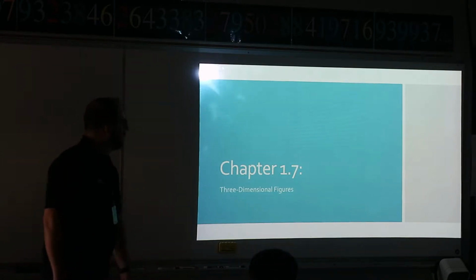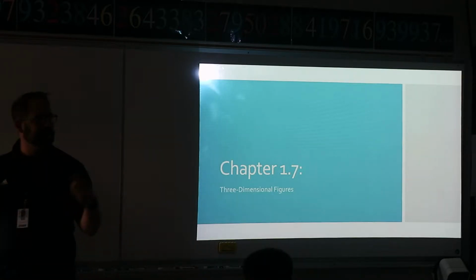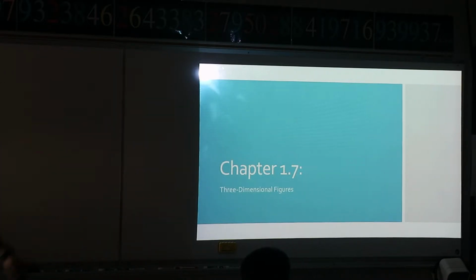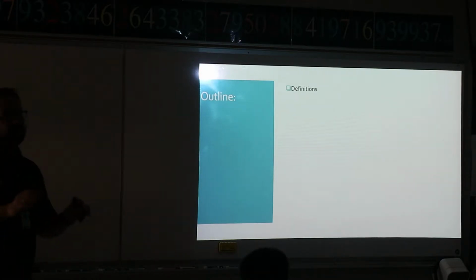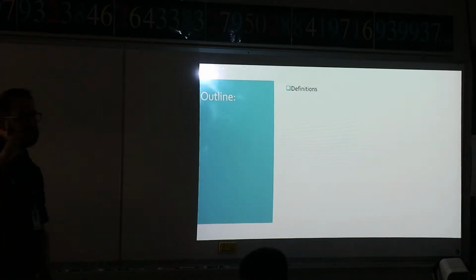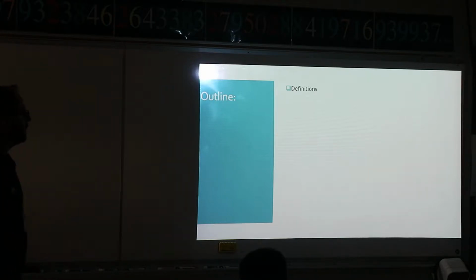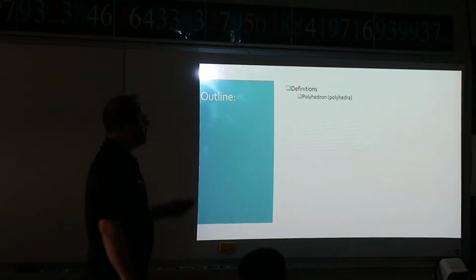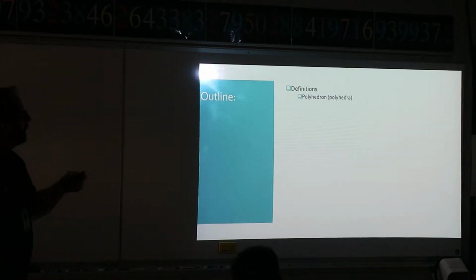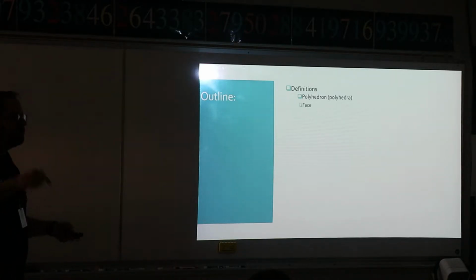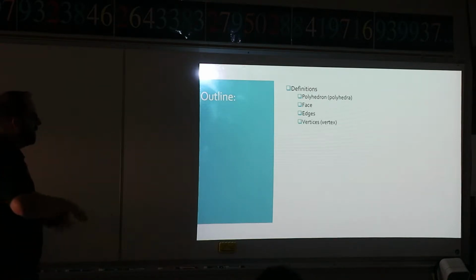Let's talk about these three-dimensional figures again. We introduced this on Friday. So the main part here is the outline. I want to do a quick review. Now again, you already have these notes, so you shouldn't be scrambling to write this down unless you were gone Friday. We did the polyhedron or polyhedra, right? That's plural, it's polyhedra. The different shapes. We talked about faces, edges, and vertices of each of them.